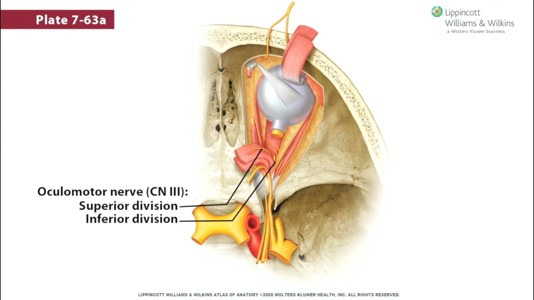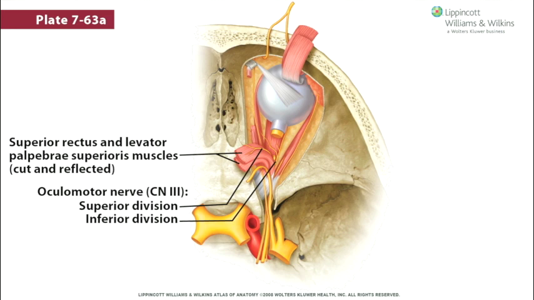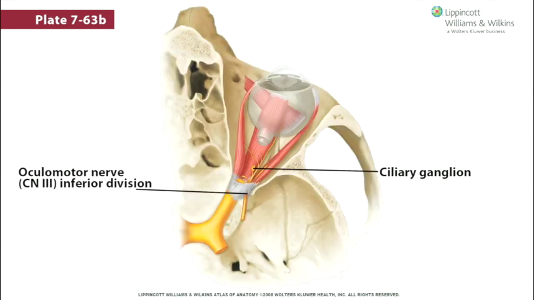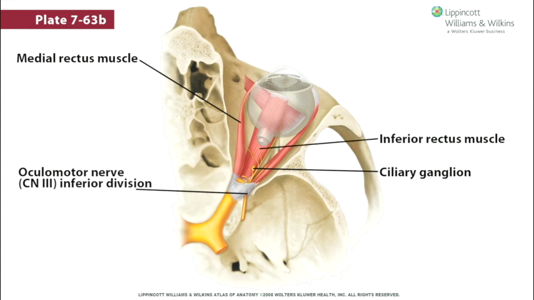The superior division provides motor innervation to the superior rectus and to the levator palpebrae superioris muscles. The inferior division carries the parasympathetics to the ciliary ganglion, as described earlier, and the motor nerves to the medial rectus, the inferior rectus, and the inferior oblique muscles.